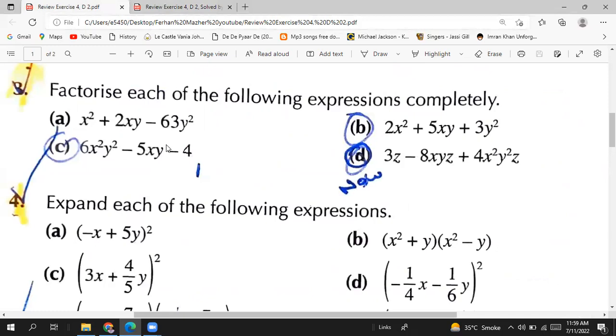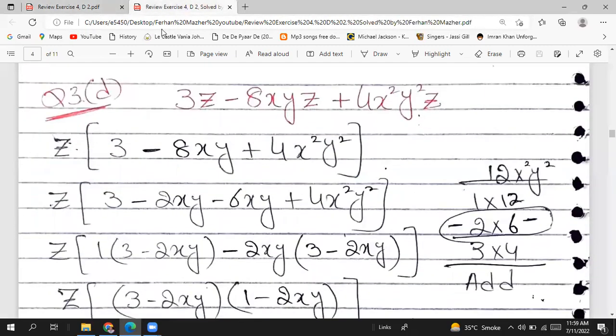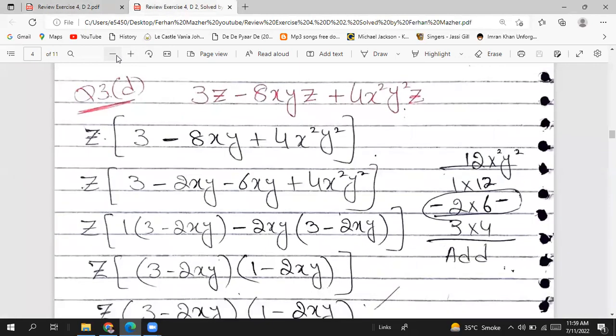Okay, so question number 3 is D part. He says 3z minus 8xyz plus 4x squared y squared z. First of all, let me show you that the z is common in all of them. That's the first rule of the factorization. If something is common in all the terms, take it common. That will make your question easier because the alphabet z is common in all the terms. So take the z common.